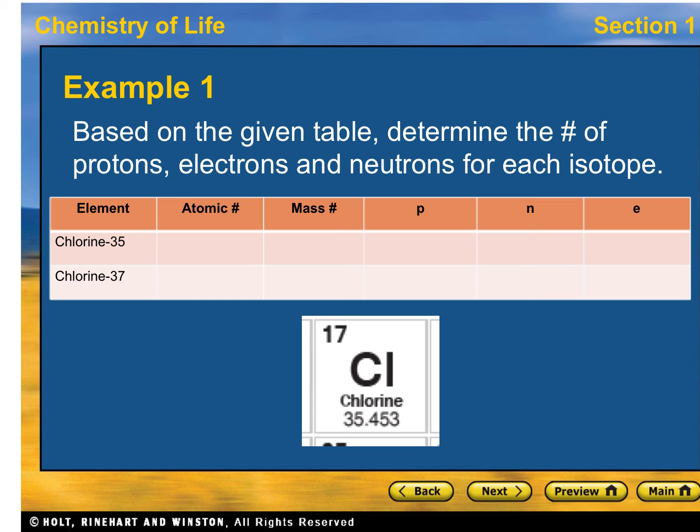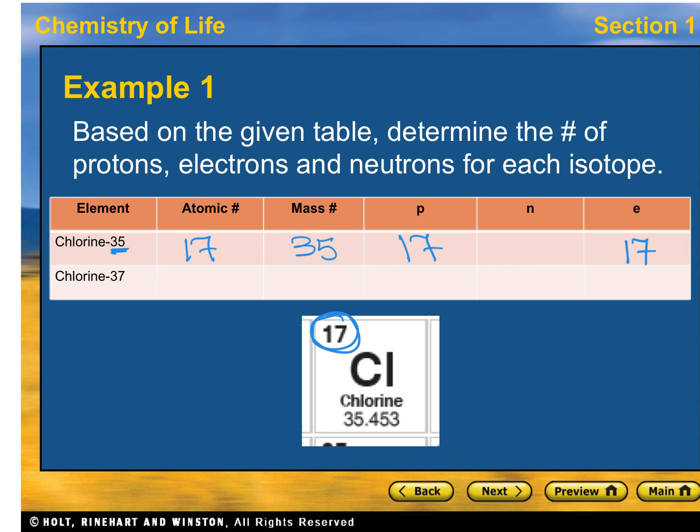If I look at this table, my chlorine-35 element, I can go in and start filling things in. My mass number is this right here, so I can fill that in. My atomic number, if I look at a periodic table, is this number here in the upper left corner. That will be 17. Now remember, your atomic number is really the same as your number of protons. So I know that my number of protons is 17 as well. Because this is not a charged particle, my electrons are also going to be the same as my number of protons. The only thing I'm going to have to calculate is my number of neutrons.